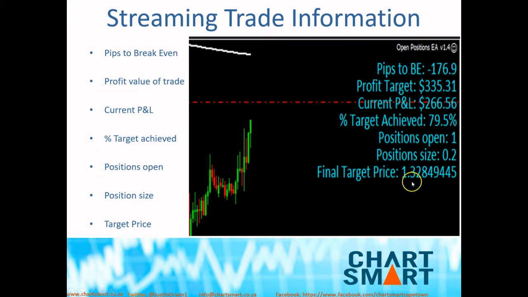The final line is the final target price. The trade manager is going to calculate a final target price based on the parameters that you give it, and will display that target price on the screen for you so you can see exactly where that target price is that the trade manager is going to close your trade out for at profit. Okay, so those are the basic information that it's going to give you on the screen. Whether or not you enable the trade manager to manage your trades on your behalf or not is irrelevant. All of this information here will display automatically, which is quite useful even if you don't want the trade manager to manage your position for you.